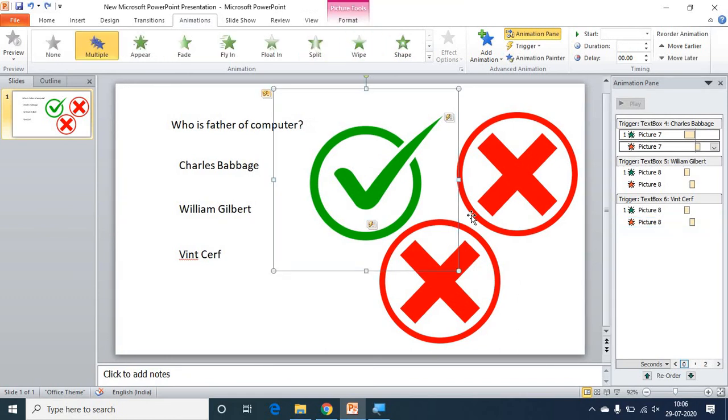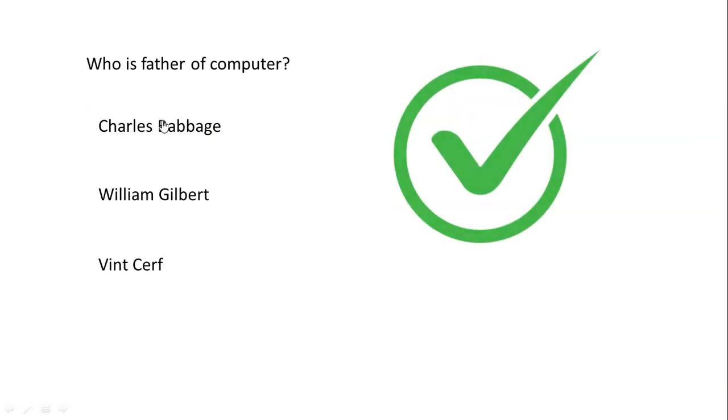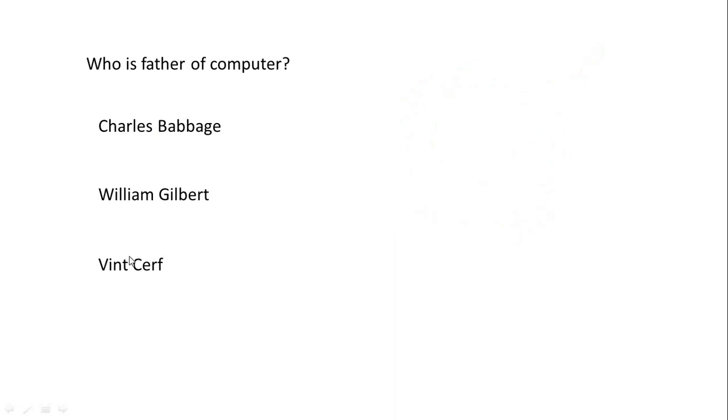And now I am going to keep all these images in the same place. Let us see our final presentation. Who is the father of computer? If I say William Gilbert, it is a wrong answer. If I click on Charles Babbage, it is the right answer. And if I click on Windsurf, it shows it is a wrong answer.